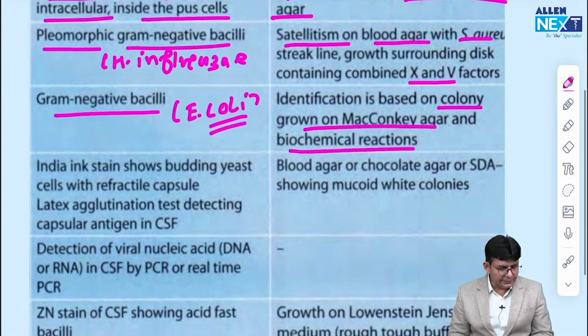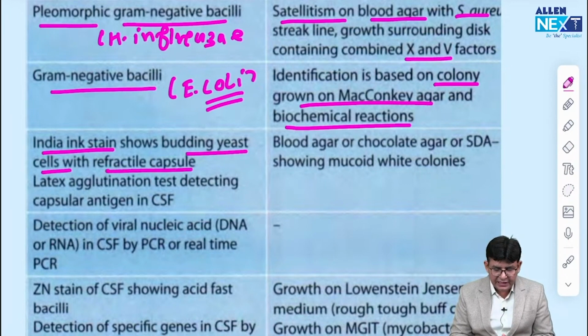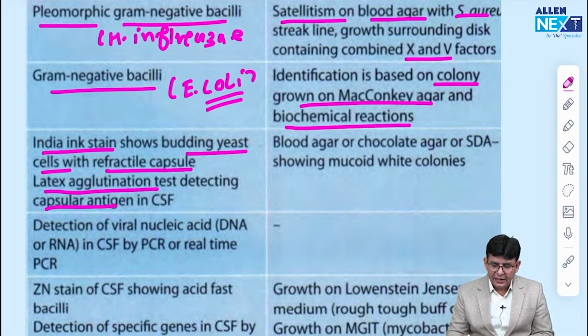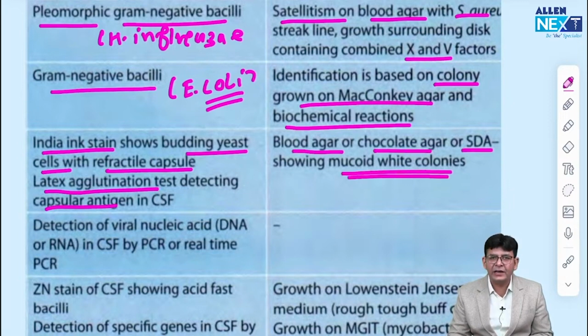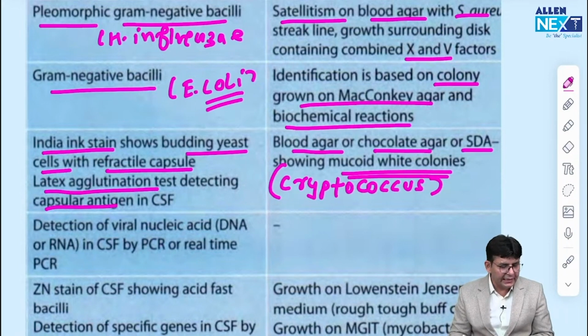Now further, the Indian ink stain. If this name comes up, Indian ink stain showing budding yeast cells with refractile capsule, and the latex agglutination test is also positive for the capsule antigen in CSF. This also can grow on blood agar, chocolate agar or SDA, showing mucoid white colonies. We are talking about which fungus? We are talking about Cryptococcus neoformans, Indian ink staining.